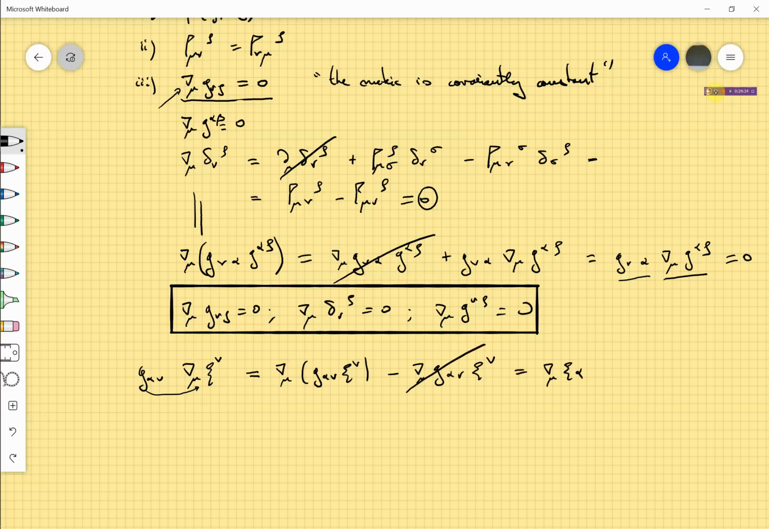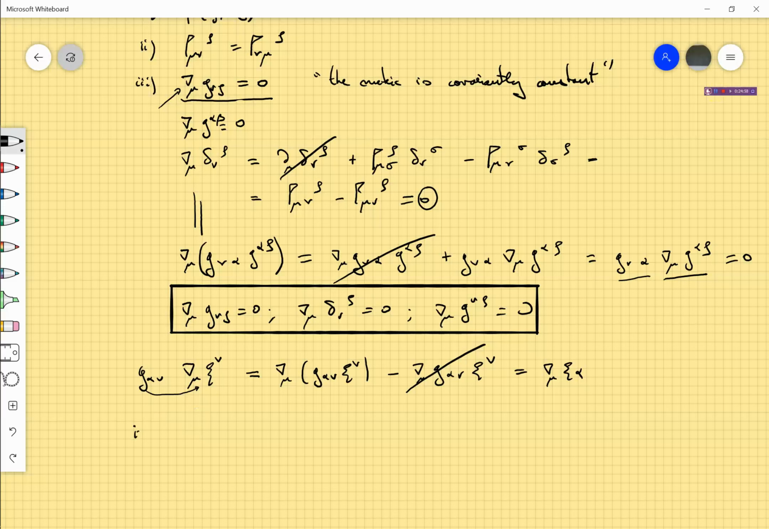And of course you can do the same, now you can raise a lower index by multiplying with the inverse metric, because it is also covariantly constant. So you can introduce the metric at will inside of the covariant derivative. That's the main consequence.